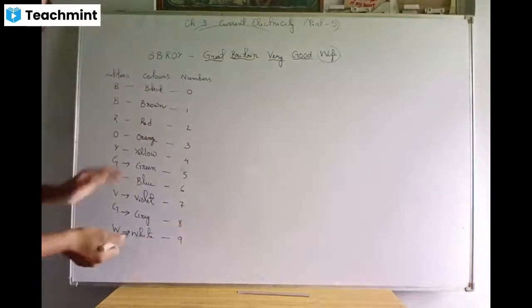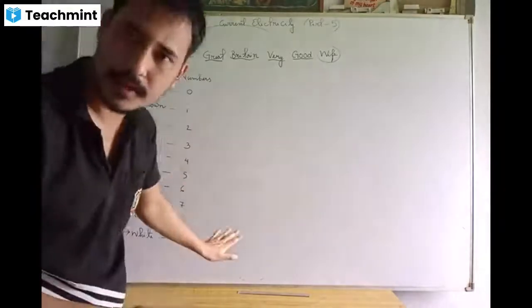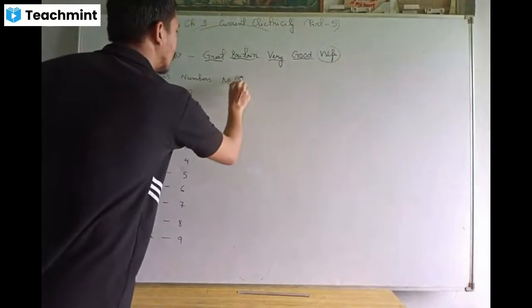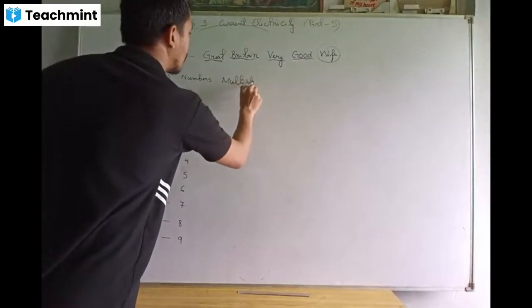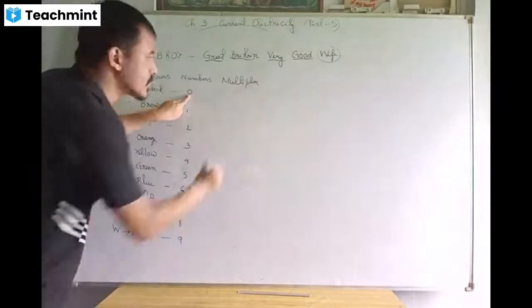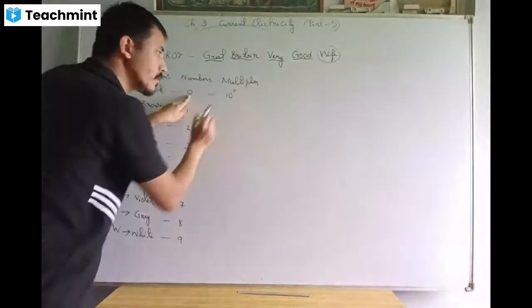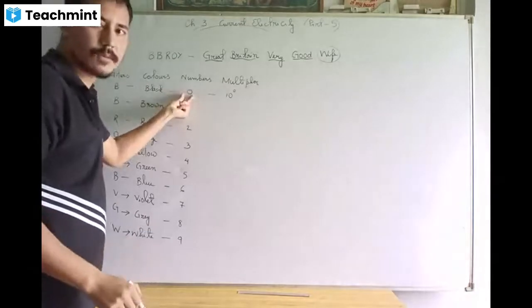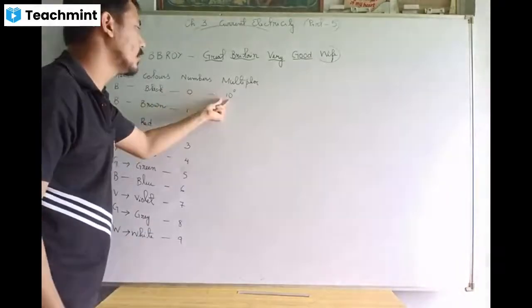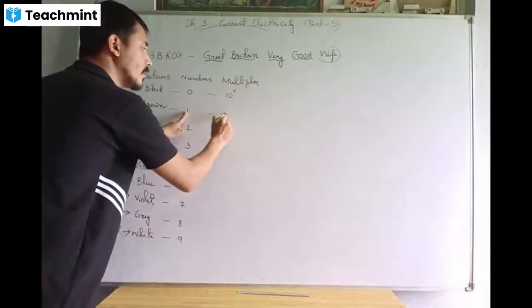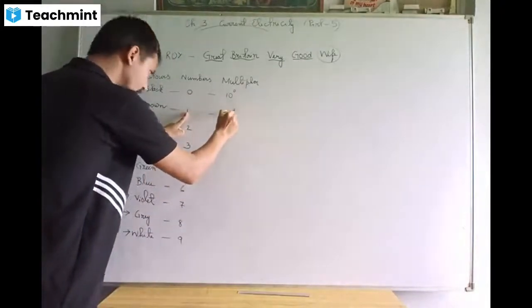So we have numbers, digits from 0 to 9. Next we have the multiplier. The first digit is 0, so its multiplier will be 10 to the power 0. The second digit is 1, its multiplier will be 10 to the power 1.